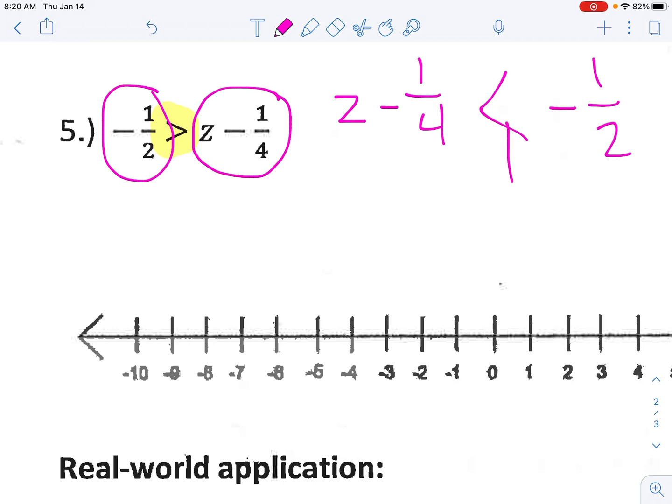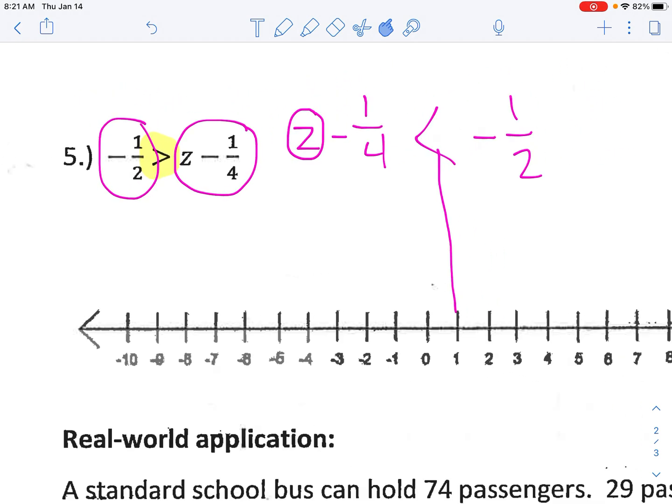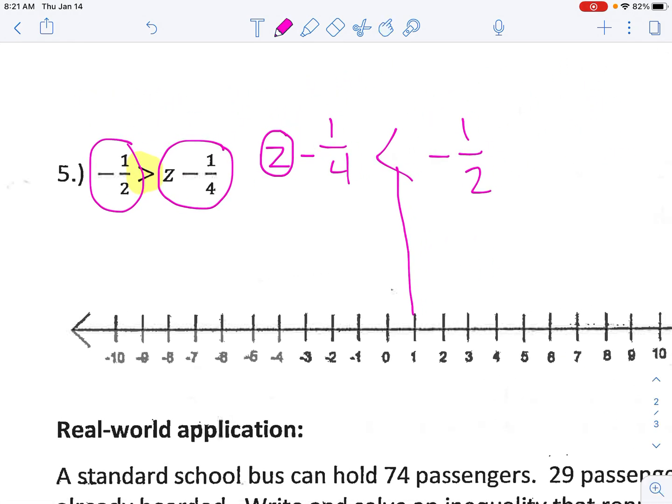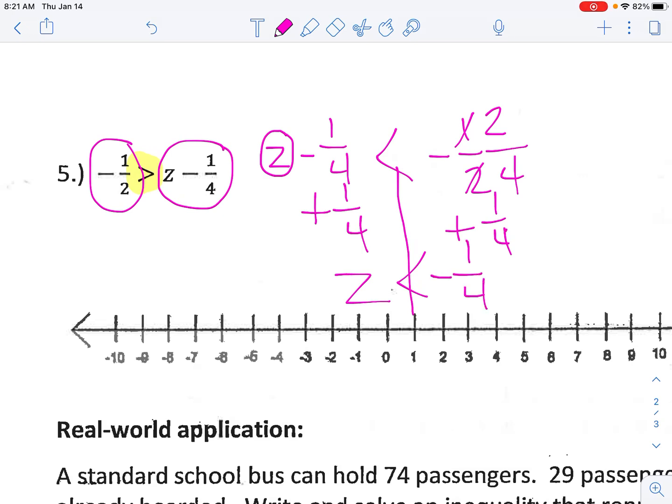Alrighty, it is time to solve, so draw your mirror. Remember, we're trying to get this z all by itself. Now I notice that I'm going to have to add fractions. So I'm going to rename this as negative 2/4. So I'm going to add 1/4 to the left and add 1/4 to the right. So z is less than. Now look what we've got. Negative 2/4 plus 1/4 would be negative 1/4. Z is less than negative 1/4.